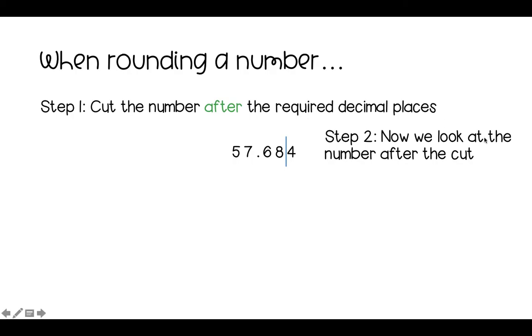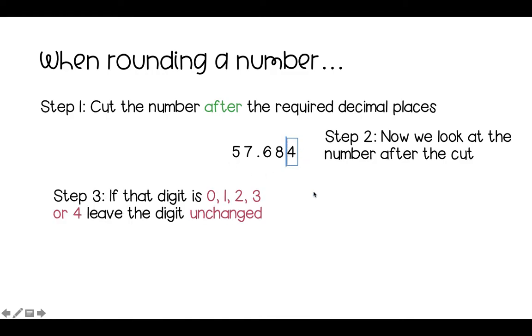The second step is that we look at the number after the cut. So we're looking at this number here. Now there's place for you to write both these things, and you also have the number for you to annotate as well. Then what we do, so this is step 3. If the number after that cut, so the number we're looking at, is 0, 1, 2, 3, or 4, we leave the digit unchanged. So we leave this one unchanged.